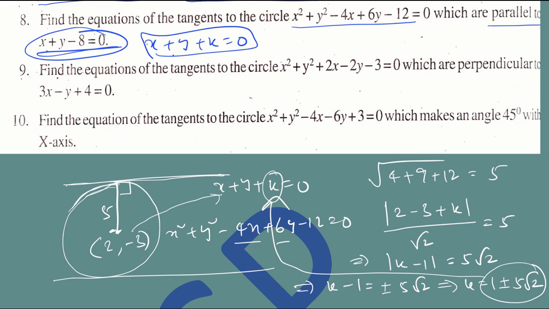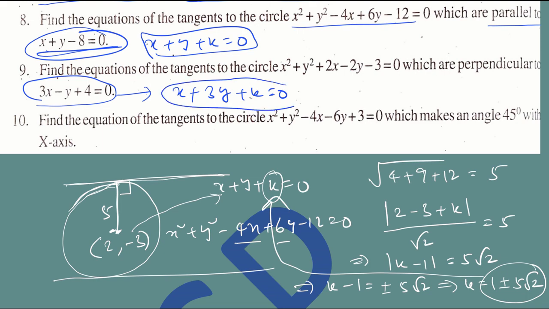Now the next problem is similar to the 8th problem. This time the tangents are perpendicular to this line. So we know that any line perpendicular to this is of the form x + 3y + k = 0. So now your tangents look like this. The only thing you have to find is k. So simply follow the way we have done the 8th problem.